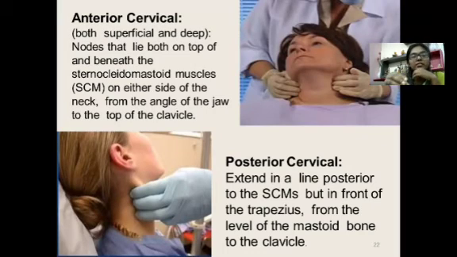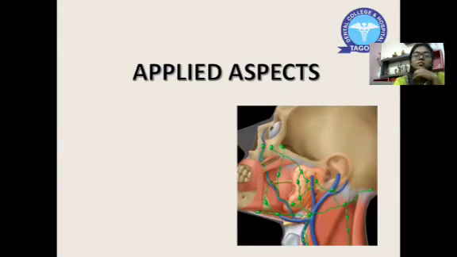And then anterior cervical lymph nodes, both superficial and deep, lie on the top and beneath the sternocleidomastoid muscle on either side. So we have to palpate along the course of the muscle. And posterior cervical lymph nodes extend in the line posterior to the sternocleidomastoid muscle. So the entire bulk of the muscle has to be palpated from the origin to the insertion, that is, from the mastoid to the clavicle. So that's all about the palpation of important lymph nodes in the head and neck region.